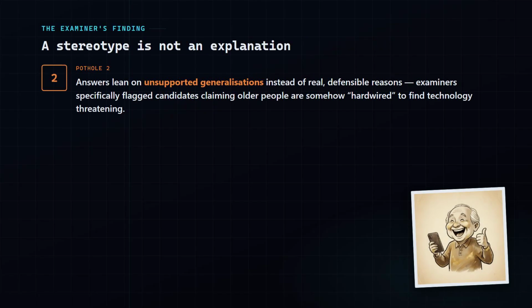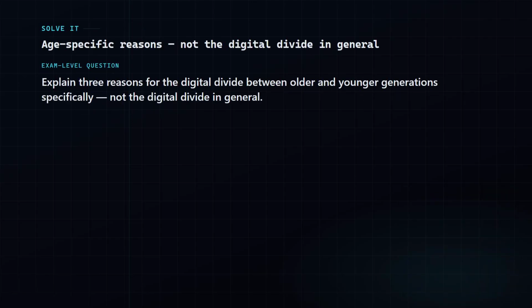Here's the second. Answers lean on unsupported generalizations instead of real, defensible reasons. Examiners specifically flagged candidates claiming older people are somehow hardwired to find technology threatening, which is, at best, an unsupported generalization, not an actual explanation. Here is your exam-level question. Explain three reasons for the digital divide between older and younger generations specifically, not the digital divide in general. Pause it and check that every reason you write is actually about age, not a generic cause.